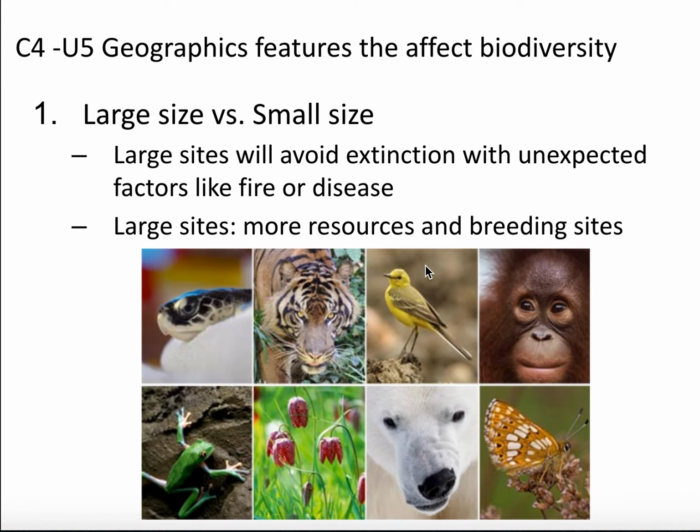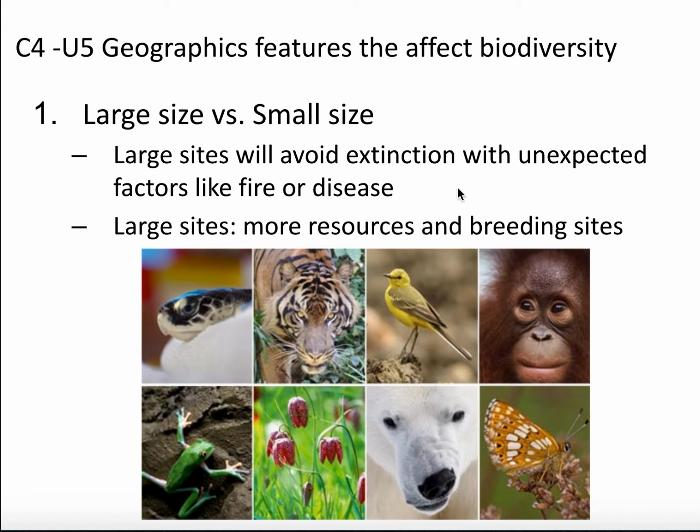Okay, so now let's look at understanding 5. Geographic features can affect the biodiversity of an area. Some geographic features are size, so a large size versus a small size. Think of an island, for example. The larger the island, the more resources there are going to be, the more breeding sites or hiding habitats they can have, the more niches they can be in.